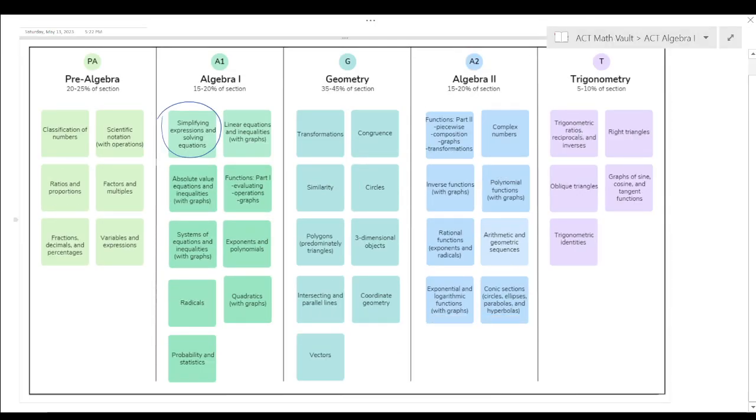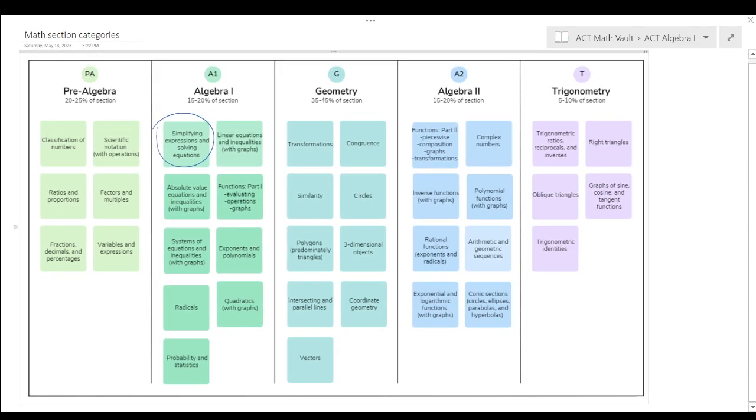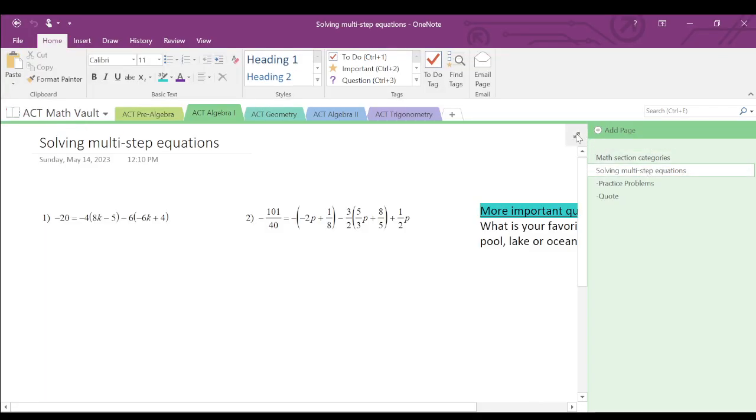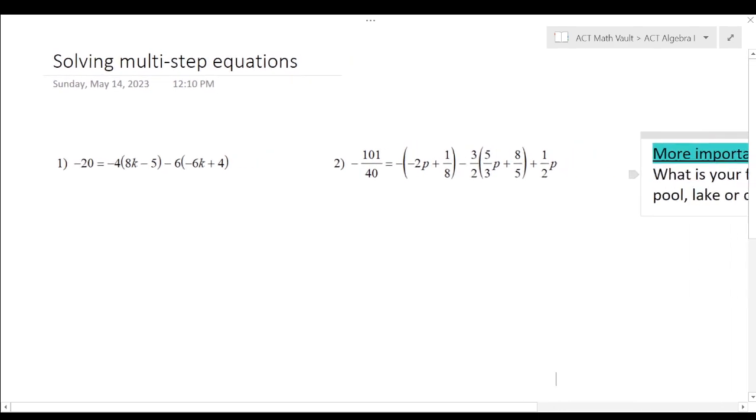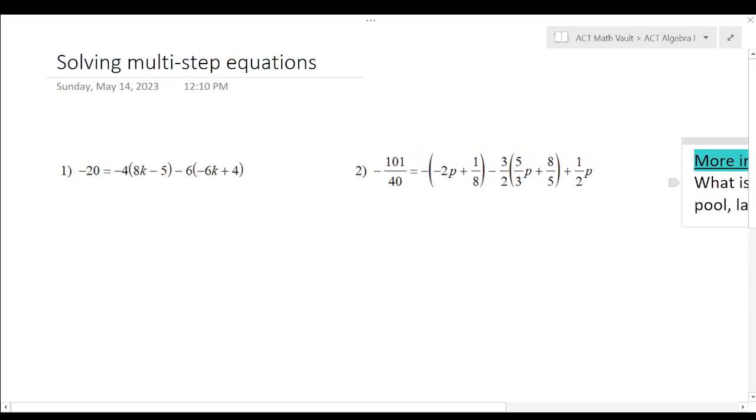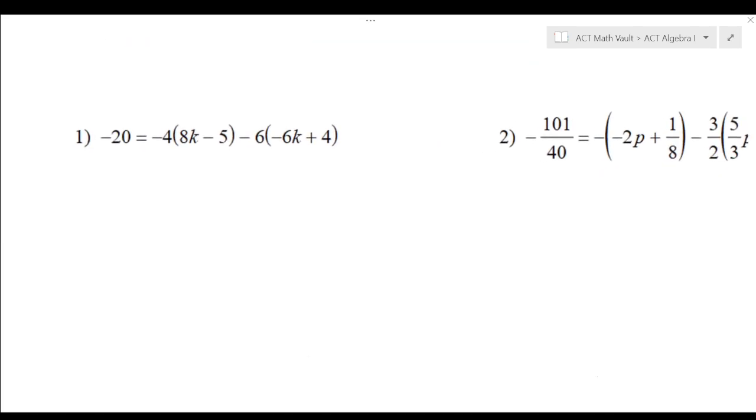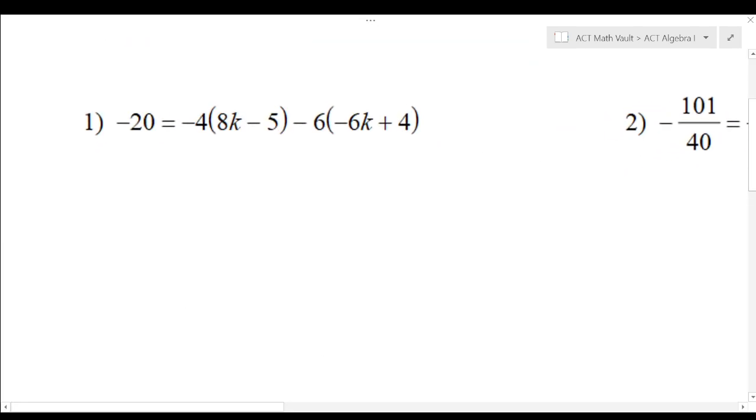Okay, so this topic falls under Algebra I. It would be simplifying expressions and solving equations. We are solving multi-step equations, meaning equations that require multiple steps, not just a one or a two-step equation. Okay, so when I see this, I'm thinking k is in a few different spots. How am I going to get k on one side of the equal sign and isolate it?